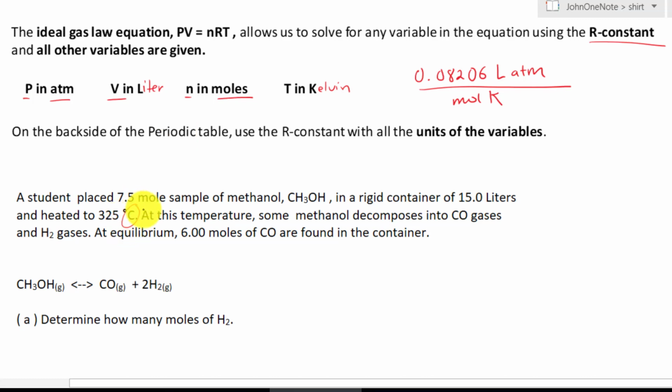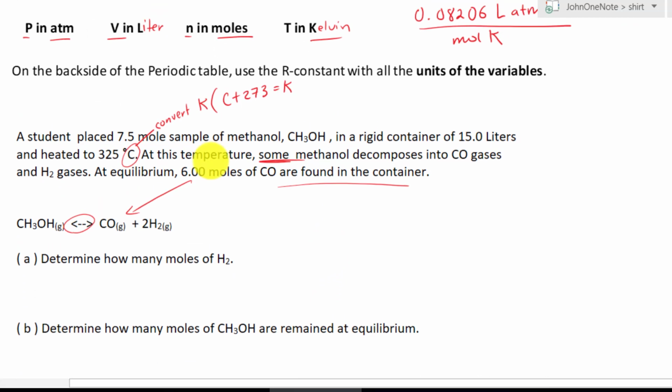What do we have to do when the temperature is not in Kelvin? We have to convert it to Kelvin. Basically, we take Celsius plus 273, and that gives us Kelvin. So always convert to the right unit, okay? And at this temperature, some methanol decomposes. Like I said, methanol decomposes into carbon monoxide gas and hydrogen gas. At equilibrium, 6.0 moles of carbon monoxide are found in the container. Basically, this is how much is being produced right there. Okay, so with this information, let's solve this problem.